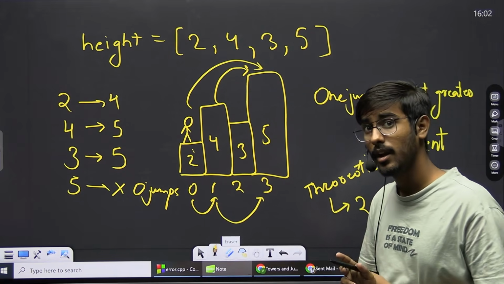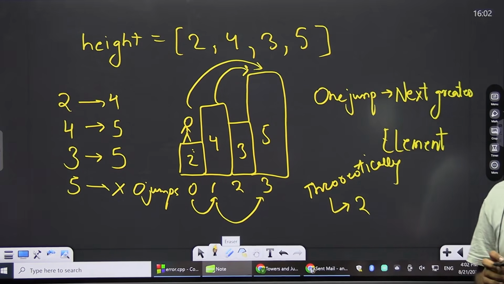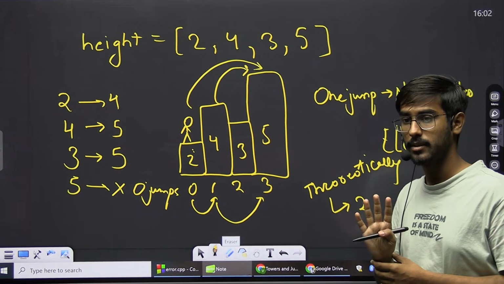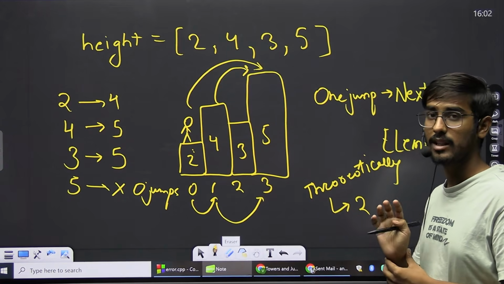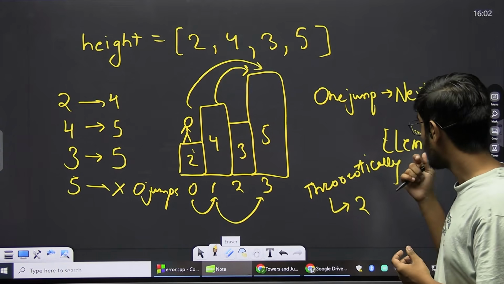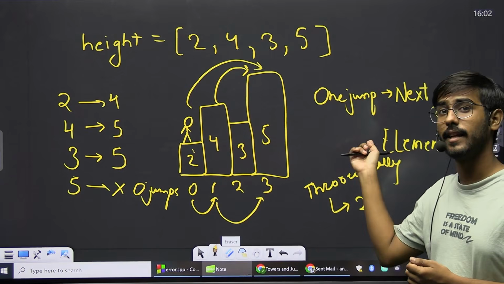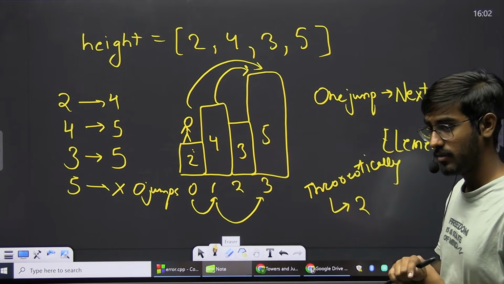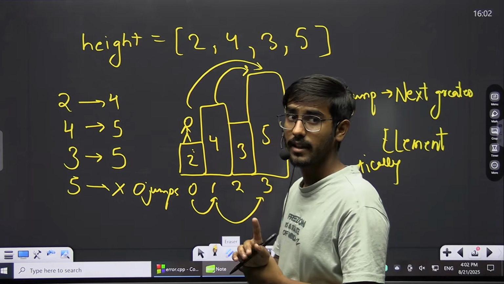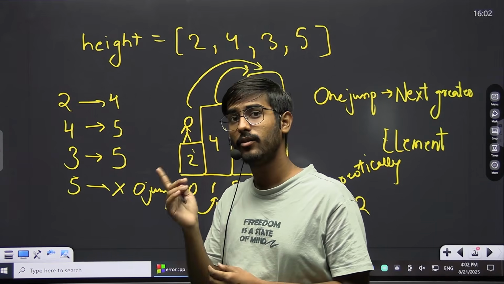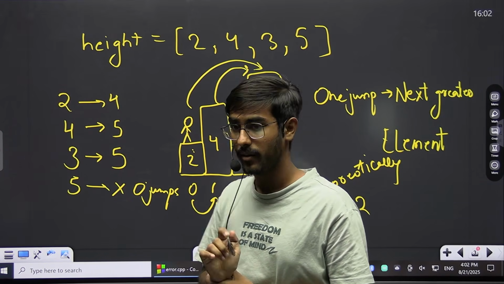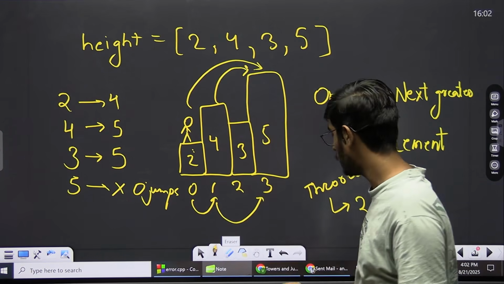Yes. If a person can take a maximum of 4 jumps, then I will try to find the 4th next greater element. How can I do this? There are 2 ways.